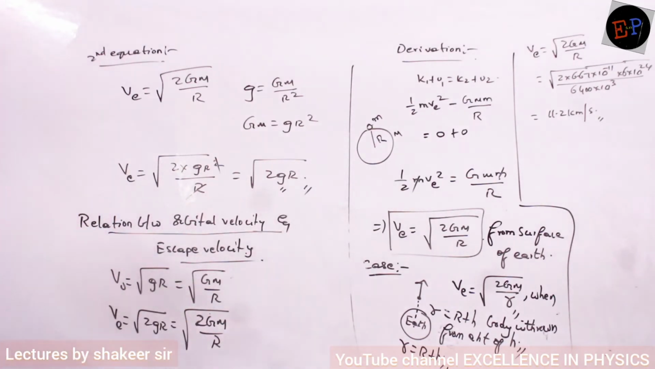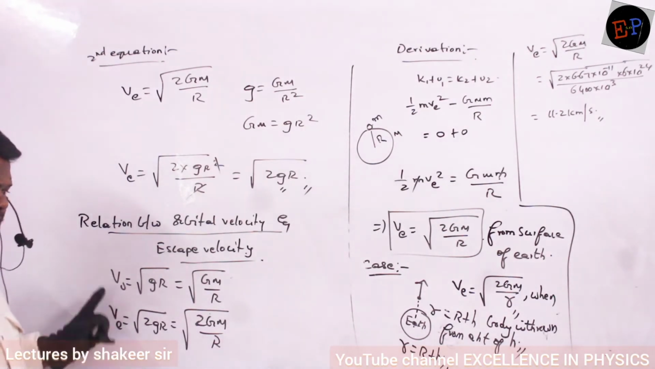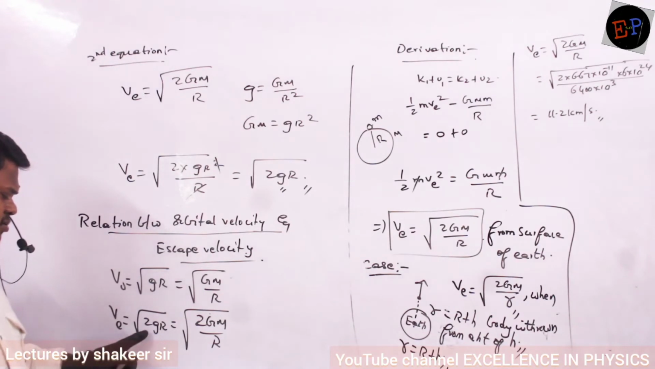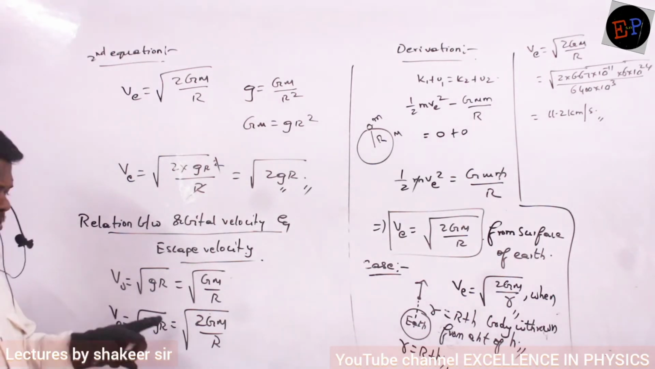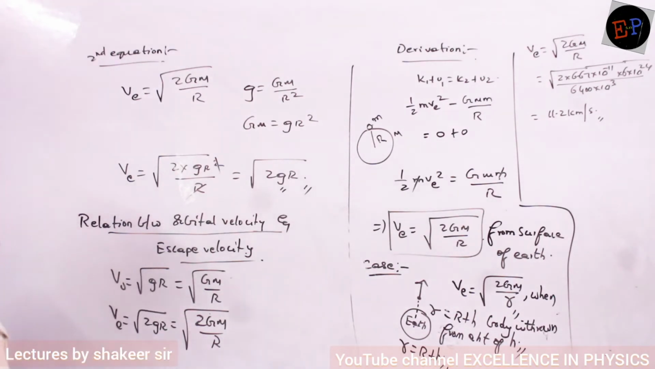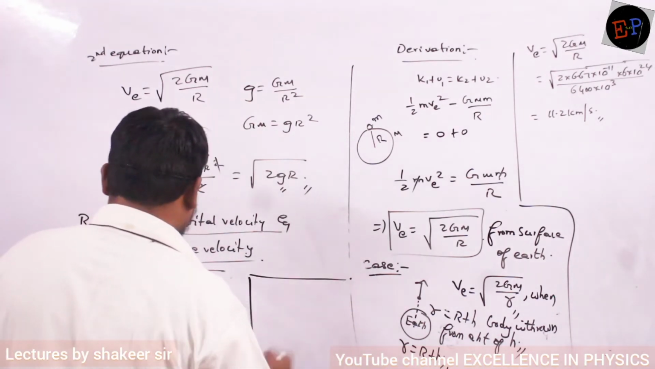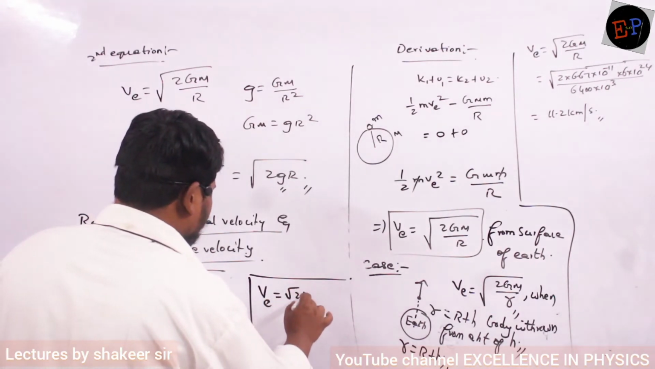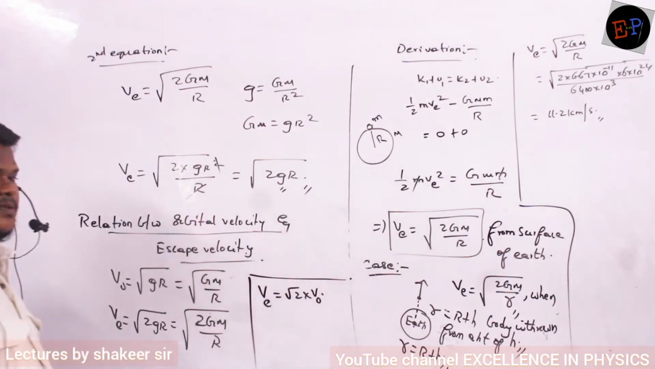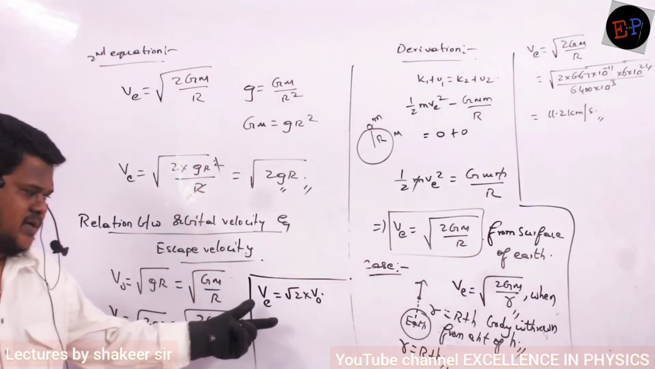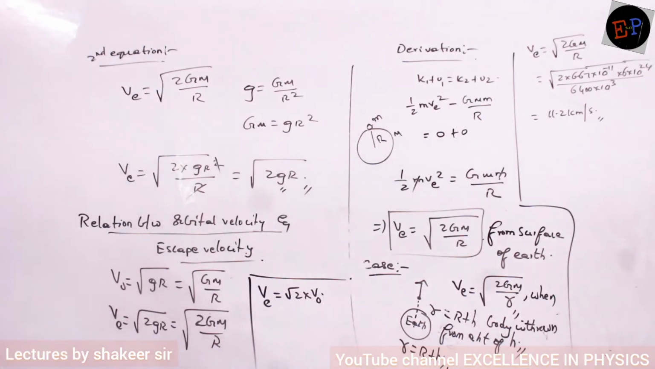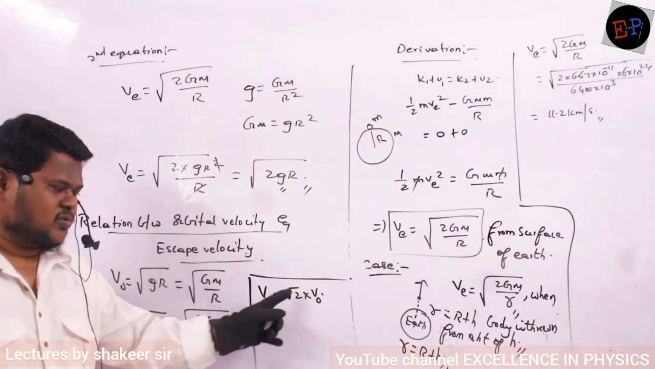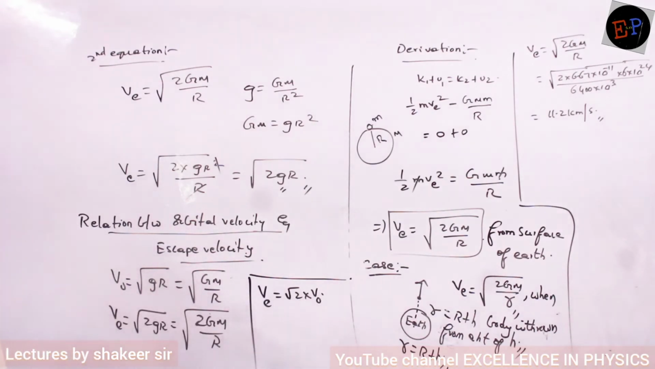If you divide both of them, I will get a relation. Here I have additionally root 2, here there is no root 2. So if you divide both of them, I will get: escape velocity is root 2 times of orbital velocity. This is another important relation which can be asked in the examination. Escape velocity is root 2 times of orbital velocity.